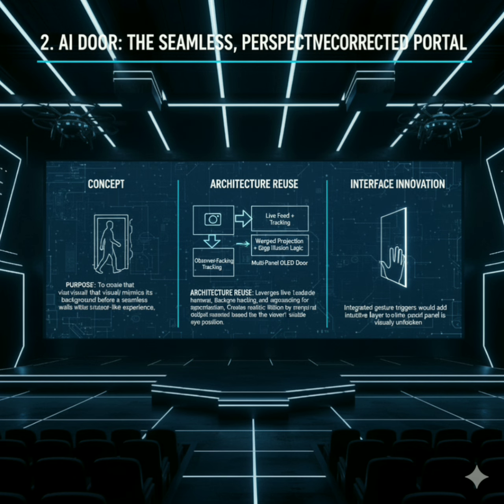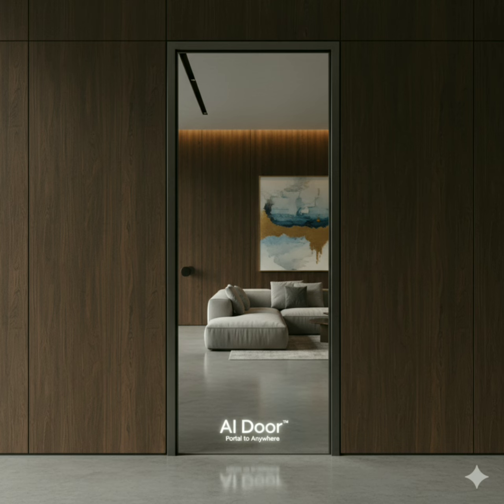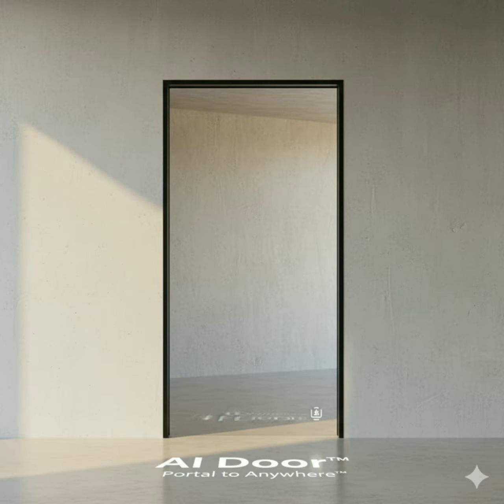Next is the AI door. This takes the AI window concept one level further. Before this door opens, it displays a live feed of its background, like the hallway, warped to your perspective. It uses edge illusion logic to appear completely seamless with the wall. We can also add gesture control.